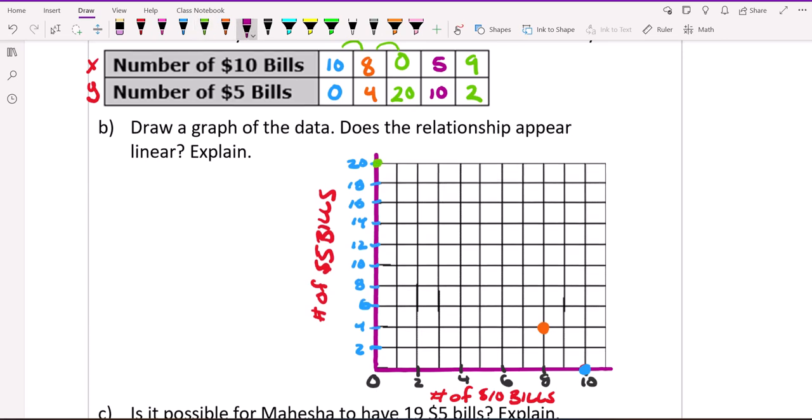Okay? Then we have 5 and 10. So x is at 5, up to 10, so a dot right there. And finally, yes, Alice? It's linear. It is linear. We go 2 and 9. I'm sorry, 9 and 2. 9 here, up to 2 there.